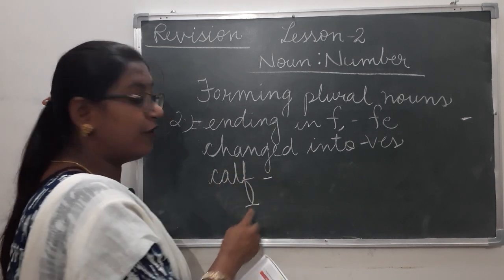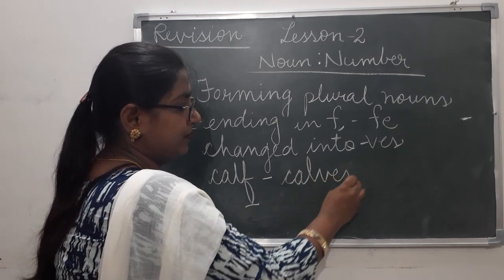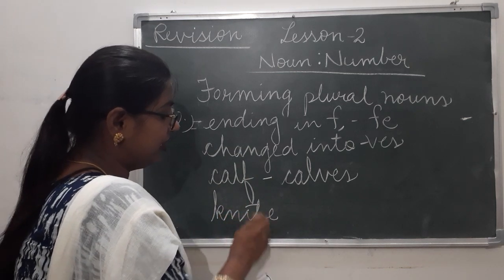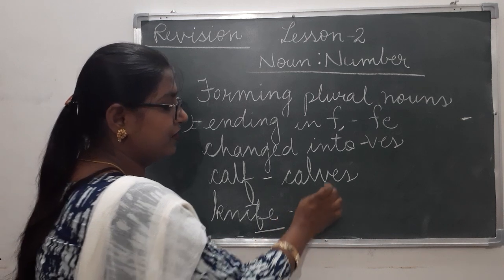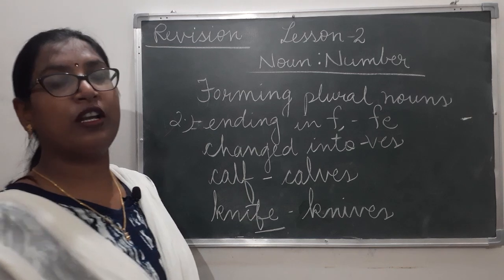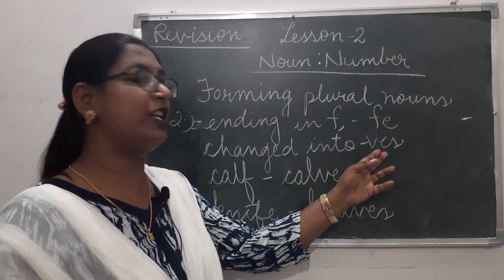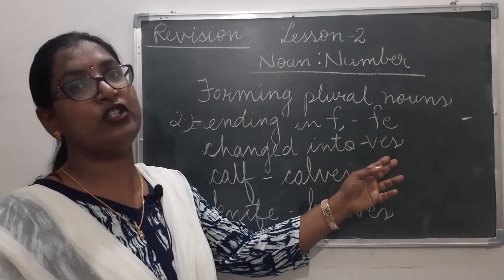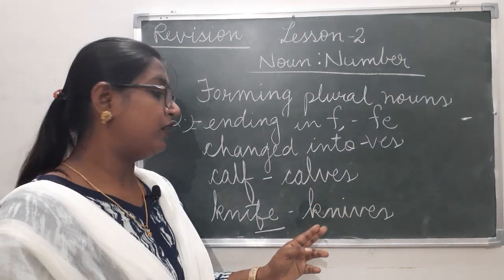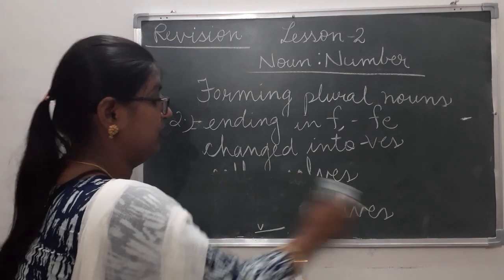Calf. Calf is ending with F. So it becomes calves. Knife. It is ending with FE. So it becomes knives. KNIVES. My dear children, always remember when F or FE is changed into VES, F sound is changed into V sound. We pronounce it calves, knives.